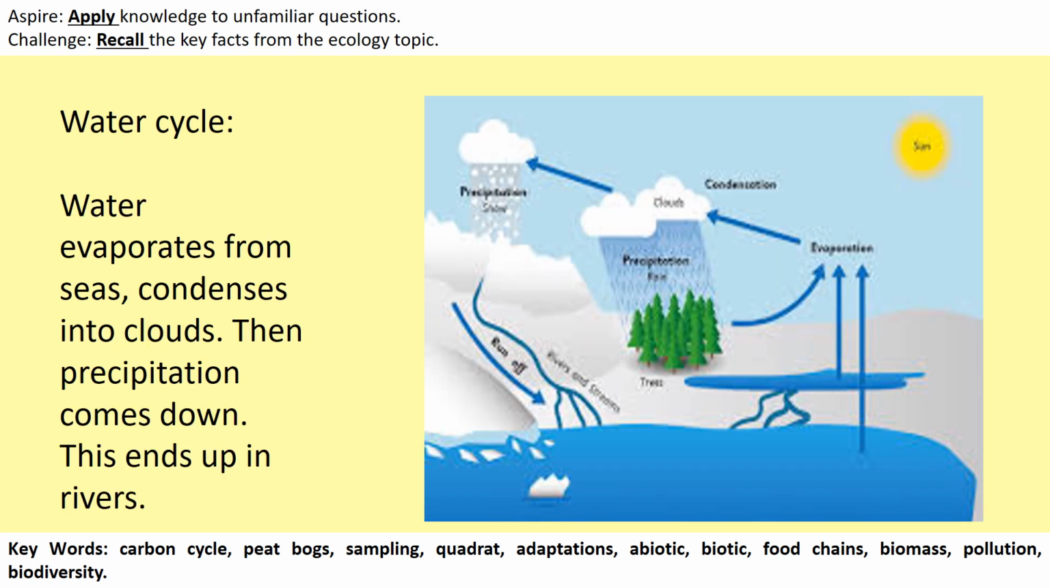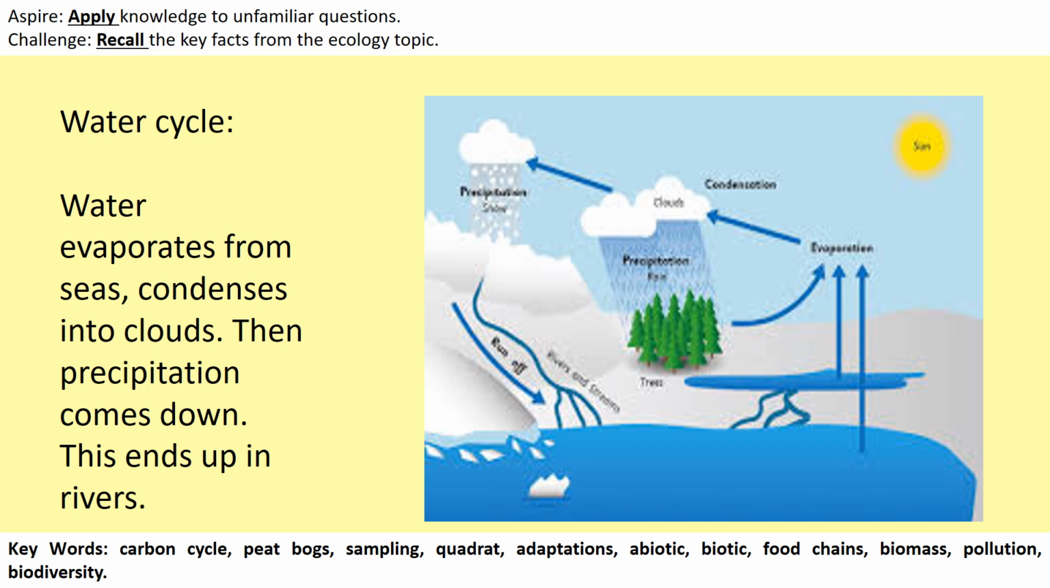The other cycle you need to know about, which we didn't look at too much in this lesson, is the water cycle. Now, the water cycle is often done in primary school or in year 7 or year 8. If you look around classrooms when you get back into school, you might see these bags on the windows. That's the water cycle, or showing the water cycle.